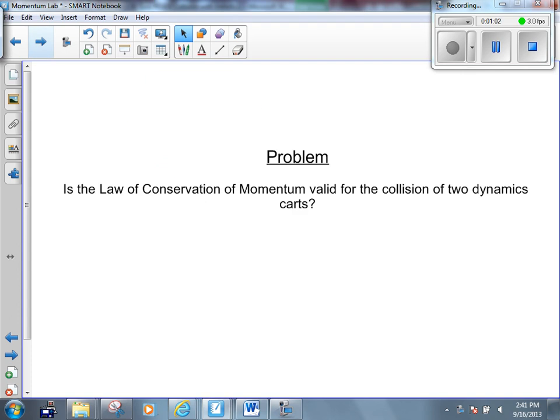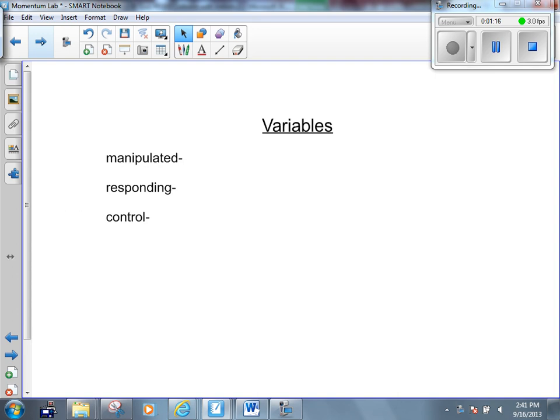So we want to determine whether the law of conservation of momentum is valid. A problem is always in the form of a question, so we're going to phrase it like this: Is the law of conservation of momentum valid for the collision of two dynamics carts? Simple as that. There will be three variables, as there always is.